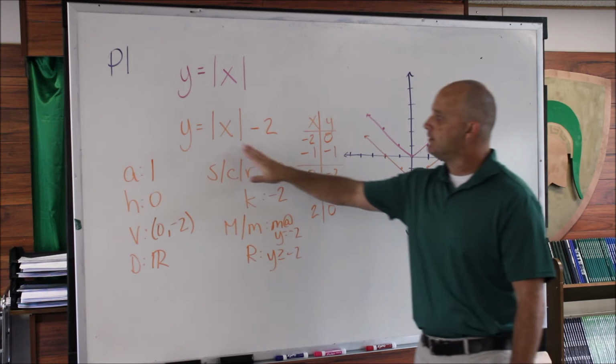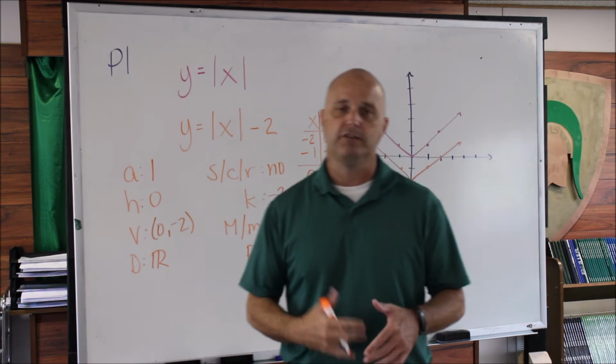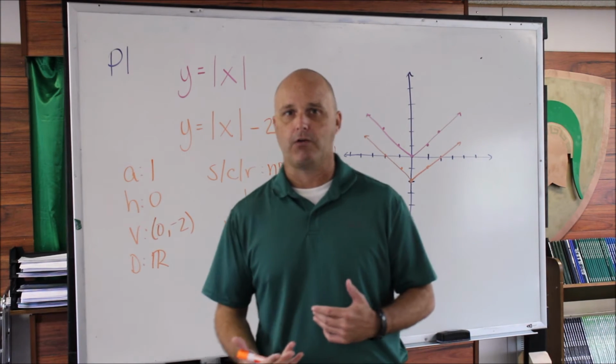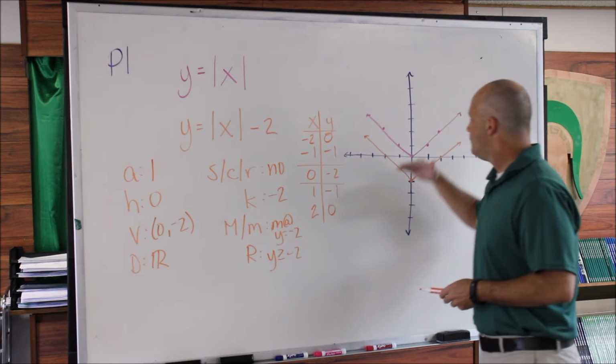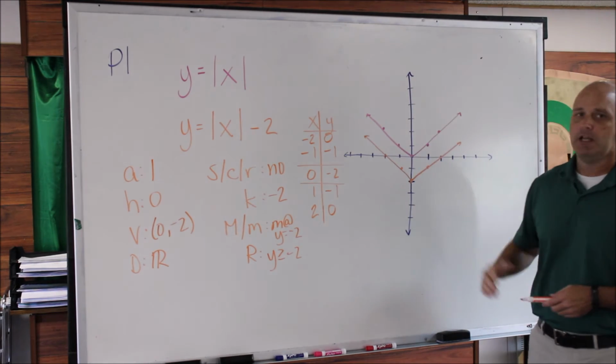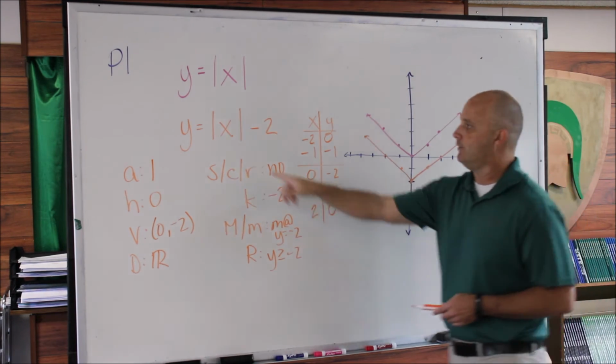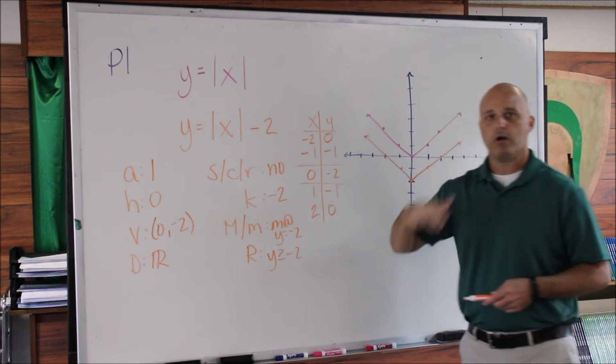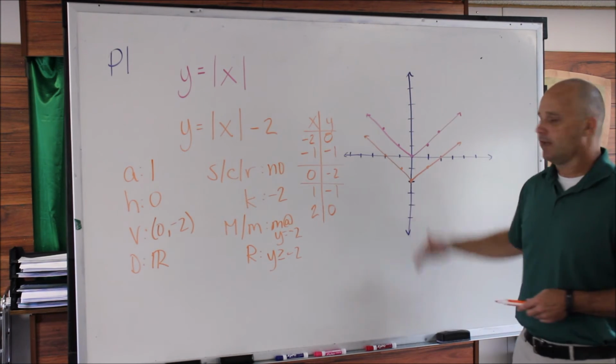So whenever you see a simple equation like this, you should have a pretty good idea of what that graph is going to look like, because all it's doing is taking this parent function and just moving it left or right if there's an h value, or up or down based on if there's a k value.